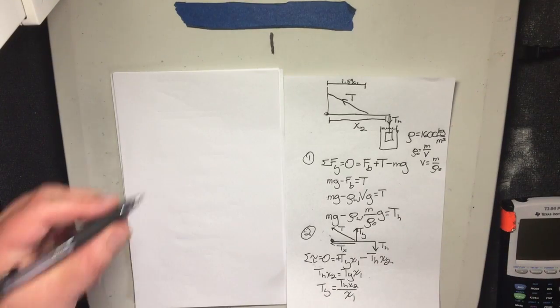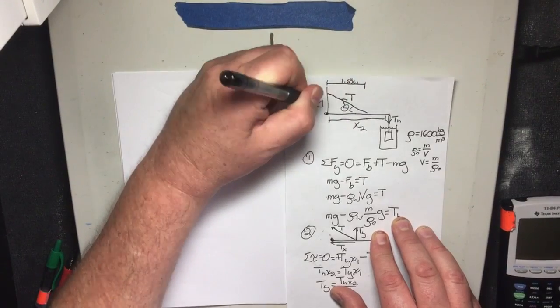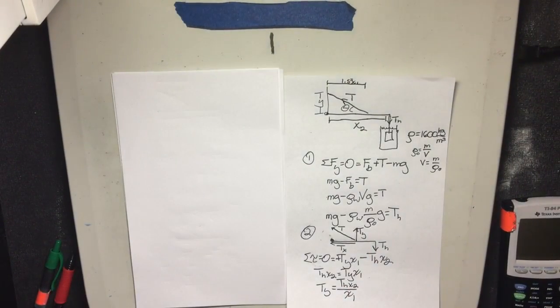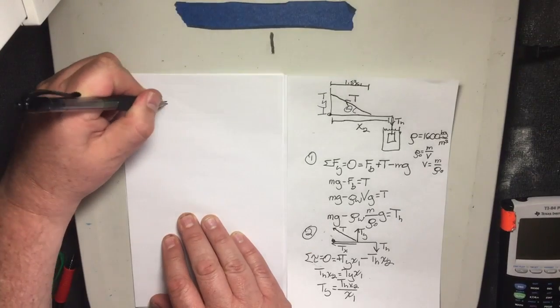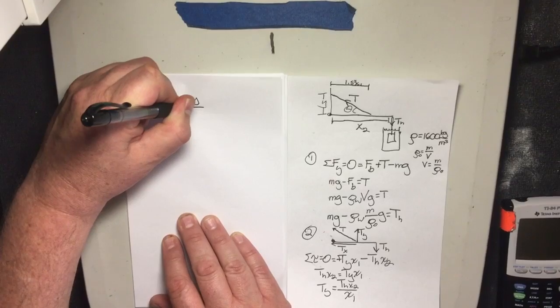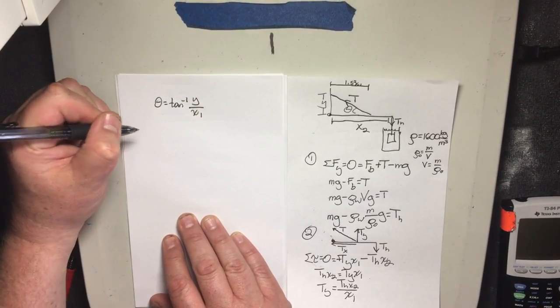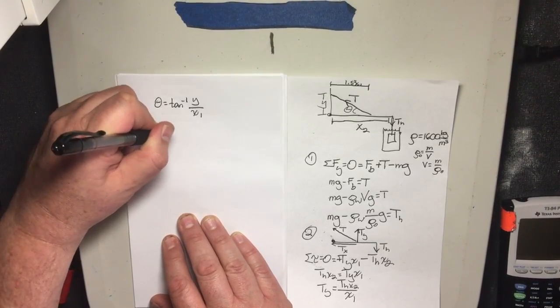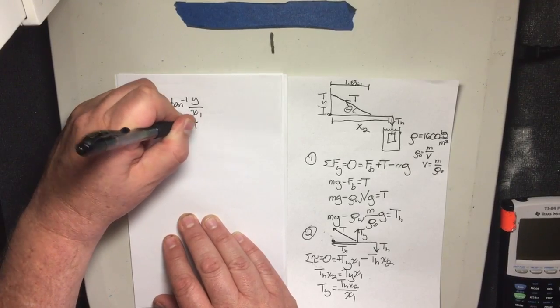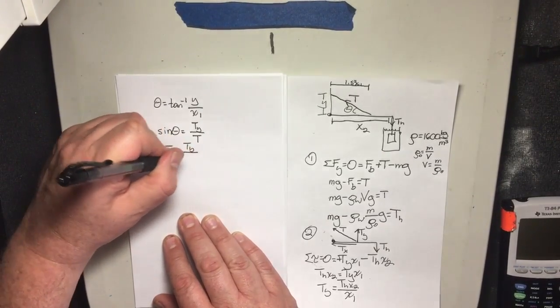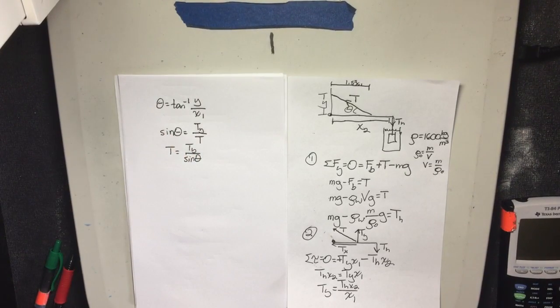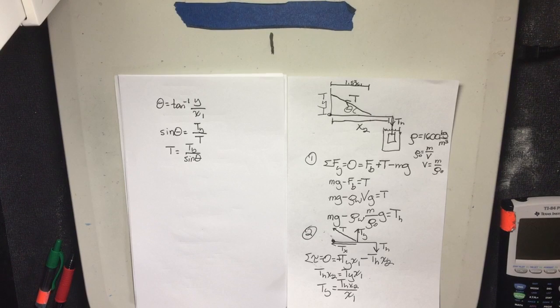The last bit is to actually get T, and that is all trig. I give you that height Y, and then, let's do this. Theta is inverse tan of opposite Y over adjacent x1. Sine of theta is the opposite tension Ty divided by the total tension T. So T is equal to Ty over sine theta. And there we go. And that's it. That's how you get the tension.